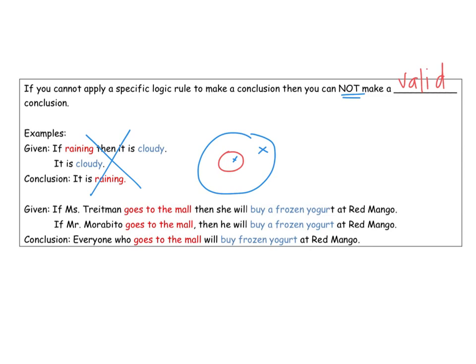Sometimes you'll hear people try to give confusing arguments that make you try to connect things that aren't connectable. So here's one example. If Miss Streitman goes to the mall, she'll buy a frozen yogurt. If Mr. Morabito goes to the mall, he will also buy a frozen yogurt. We're both big fans of Red Mango. So someone might conclude that anyone who goes to the mall will buy a frozen yogurt at Red Mango, but that's using inductive or pattern reasoning. That's definitely not true. I'm sure you can easily find a counterexample of someone who goes to the mall and does not buy frozen yogurt. So that's another type of invalid reasoning. We cannot use arguments like that because we end up making conclusions that aren't correct.